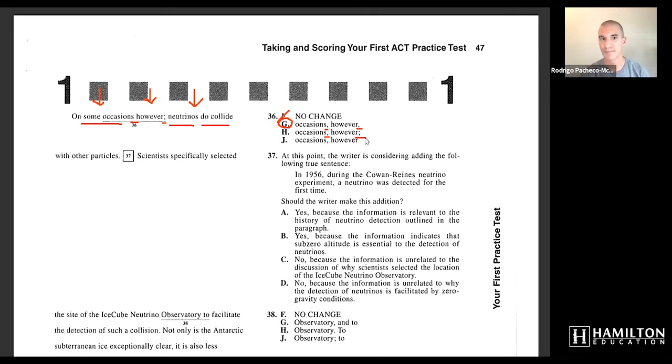We can only use a semicolon for 2 independent clauses, but this here is not an independent clause. So we can eliminate H. And J, we are just missing the comma after however. And that's why we would eliminate J.